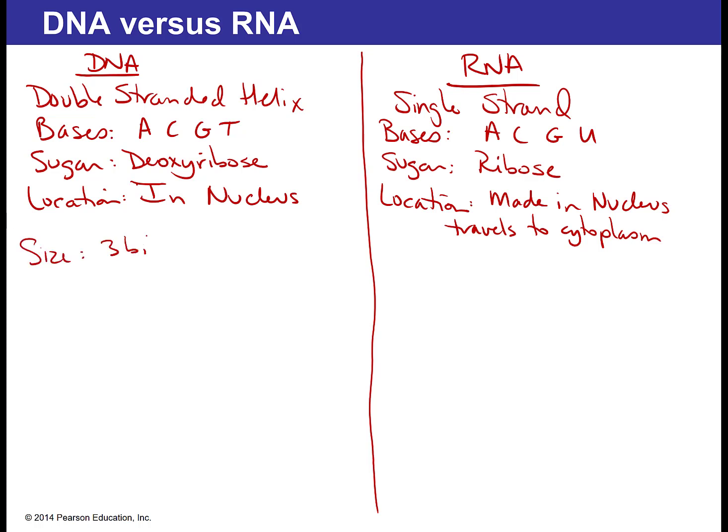Size-wise, so DNA, we said 3 billion nucleotides, 3 billion base pairs in one cell. RNA is much smaller. RNA is just a short sequence anywhere from 100 to about 450 nucleotides. So much smaller in size than DNA is.